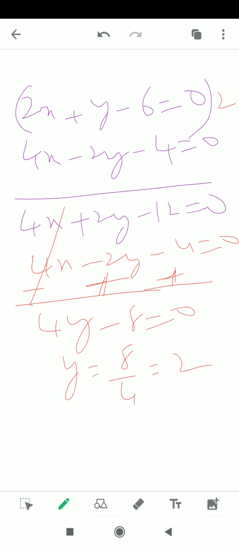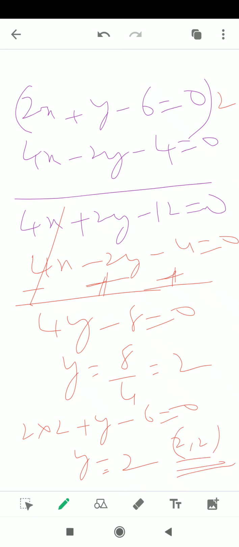Put this in any one of the equations. So 2 into 2 plus y minus 6 is equal to 0. So 2 twos are 4, 4 minus 6 is minus 2. Bring minus 2 to that side, x is equal to 2. So what is the solution we got? It is 2 comma 2. So 2 comma 2 is the required solution, right?